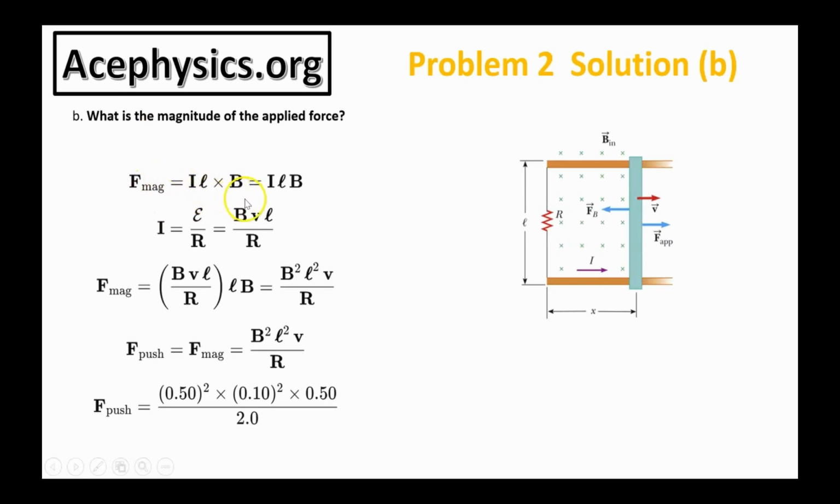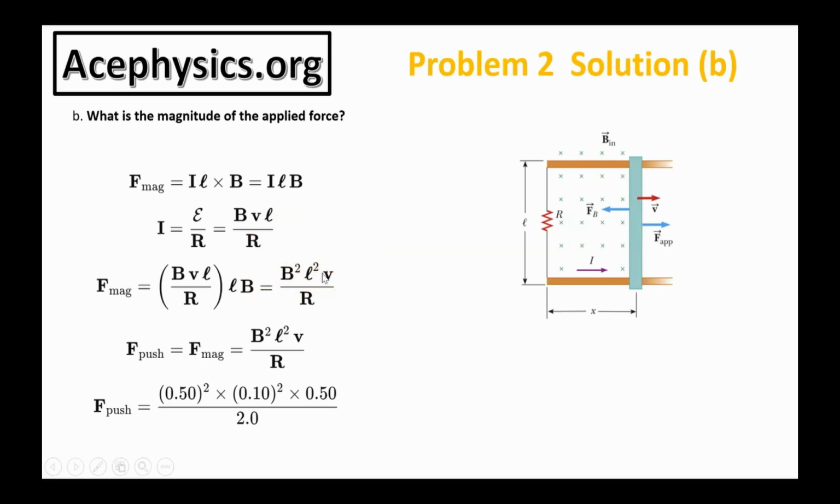It's equal to I, L cross B, and this is equal to IL times B. The current is BVL over R, so I can replace the current in this equation with this formula. The magnetic force is equal to ILB, that's BVL over R times LB, and this is a formula for the magnetic force, B squared L squared times the velocity divided by R.